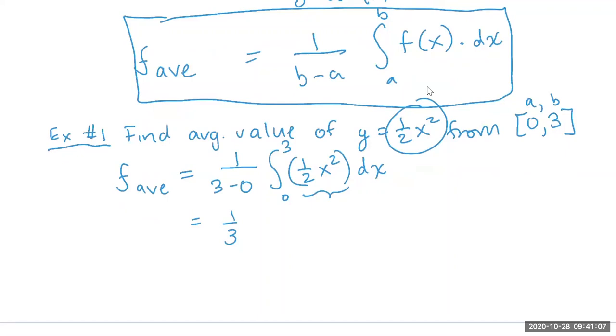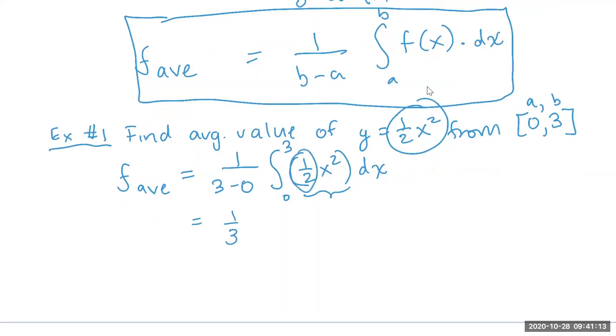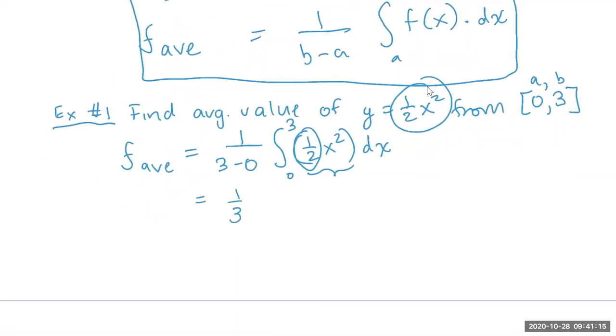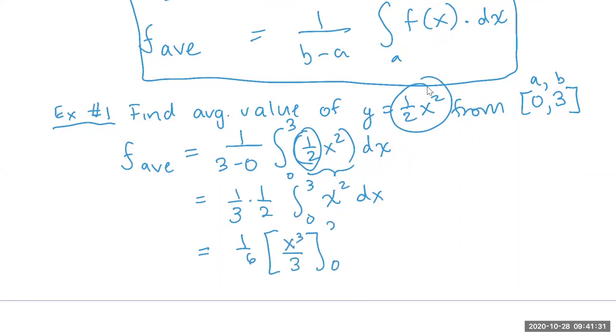A couple things you guys can do. If you're finding the antiderivative, there's already a 1/3 on the outside. You can also just take the 1/2 and factor it outside your integral and leave it as 1/2. And that way you're only integrating x squared. So 1/3 times 1/2 is 1/6. If I integrate x squared, I get x cubed over 3 from 0 to 3.